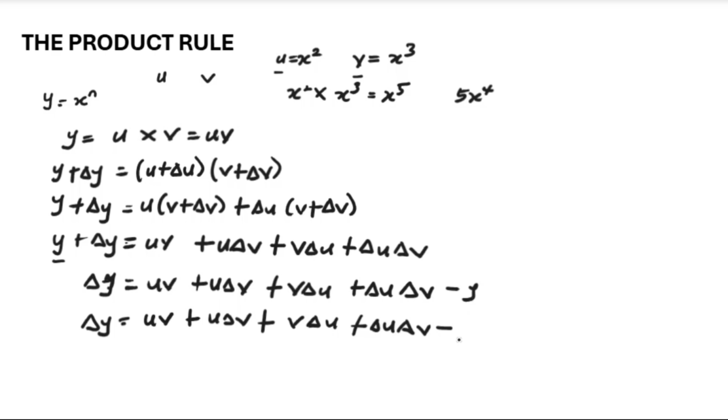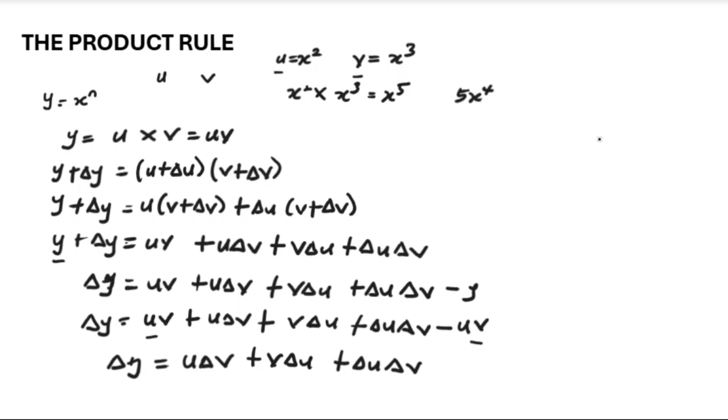So instead of writing y here, I'll substitute uv. So when we have uv minus uv, that's going to give us 0, so it's going to cancel out. So it means that delta y will give us u delta v plus v delta u plus delta u delta v. So the next step from this is that you are going to divide through by delta x. We are following the series of steps that we have on the first principle.